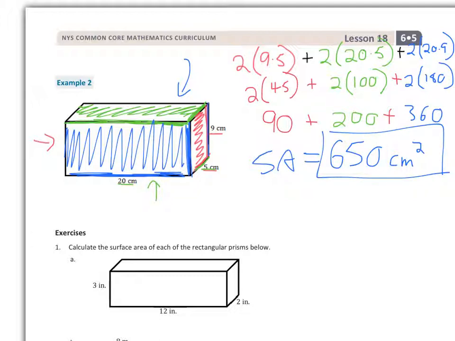So there's a second example. Super long, but hopefully it helps you out if you need some help.